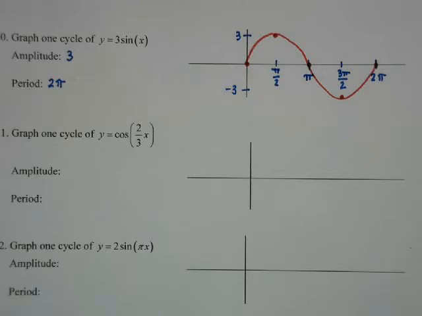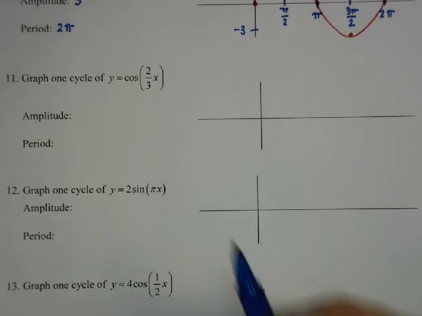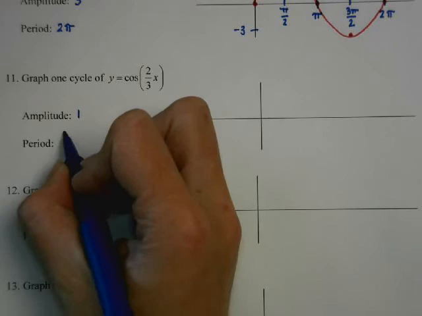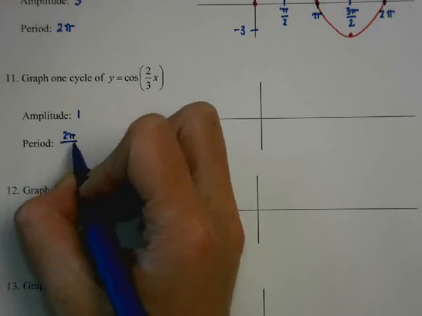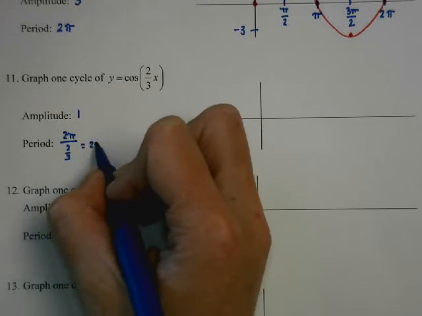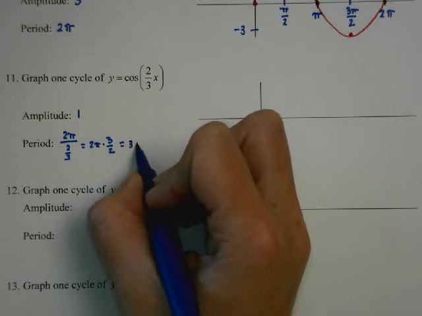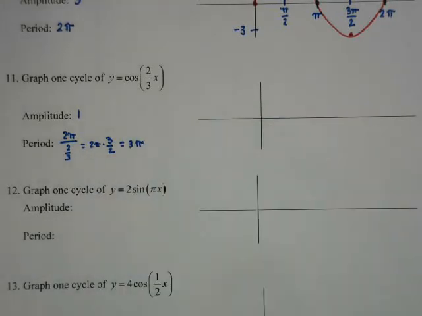Right, our next one, cosine of 2 pi over 3. The amplitude there is going to be 1. The period is going to be 2 pi divided by 2/3, which is the same thing as 2 pi times 3 over 2, which is going to be 3 pi. So this is going to complete one cycle in 3 pi.